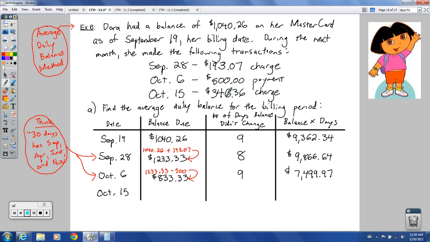And then on October 15, the balance due changes. She made this new charge here, and her billing date is always going to be on the 19th. So we've got the 15th, 16th, 17th, and 18th.